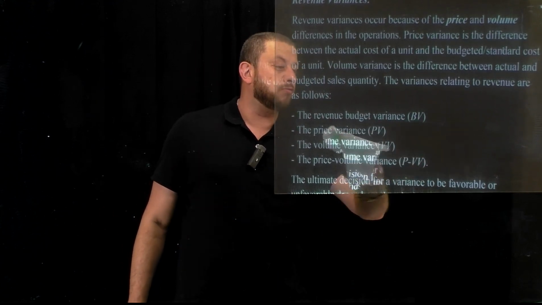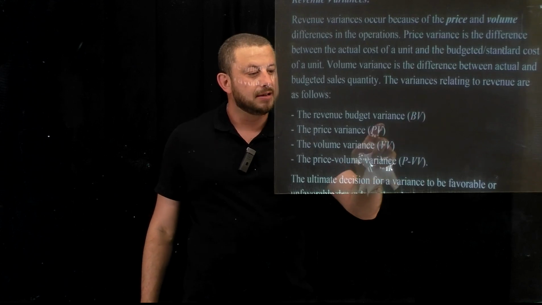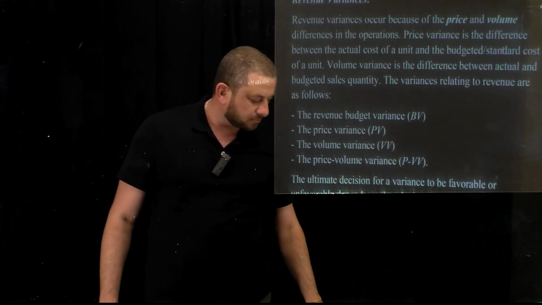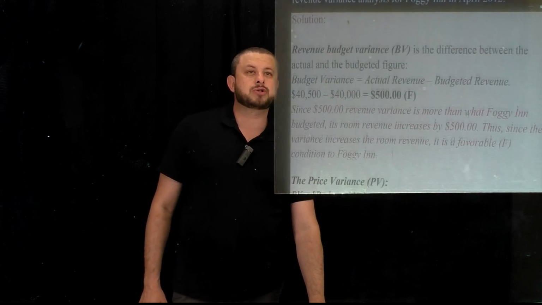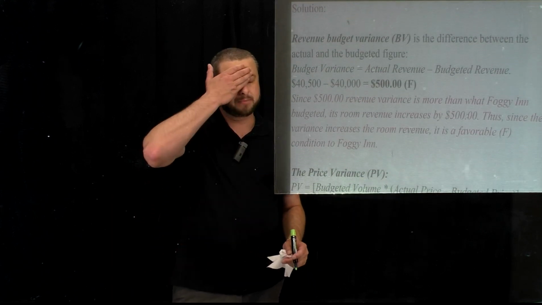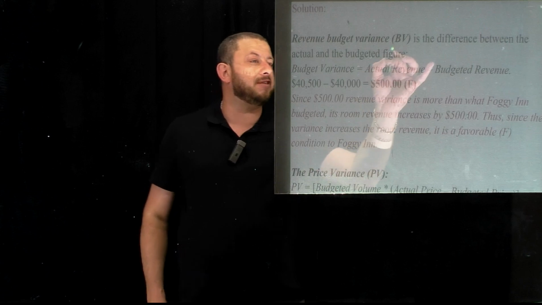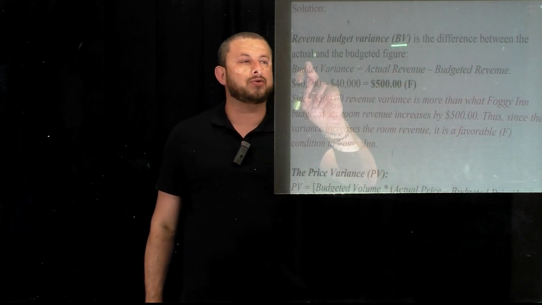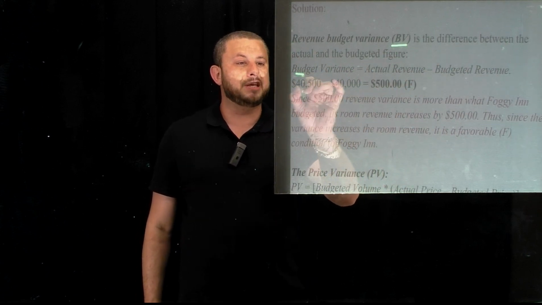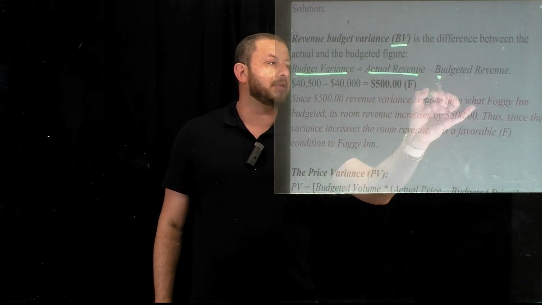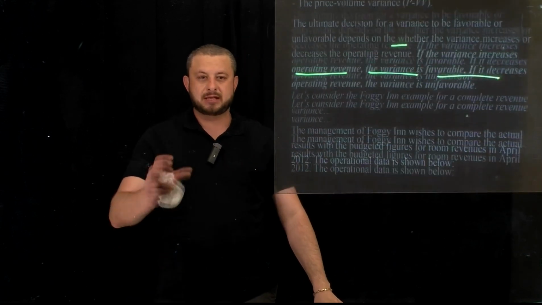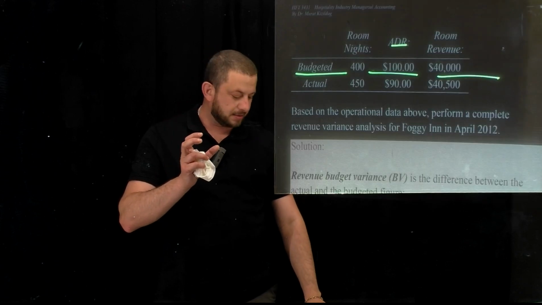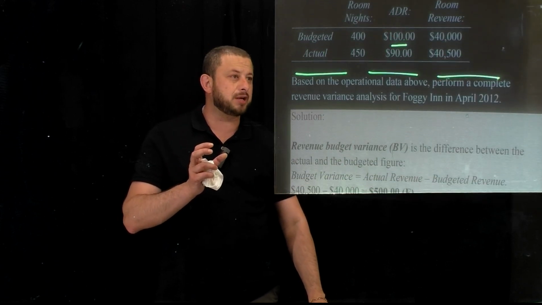So for revenues, we're going to calculate BV, PV, VV, and the combined PVV. Let me show you the solution right here. Revenue budget variance, in short BV, is the difference between the actual and the budgeted figure. Therefore, BV is equal to actual revenue minus budgeted revenue. I'm going to go back to my table, because the ultimate source for the numbers is my table.